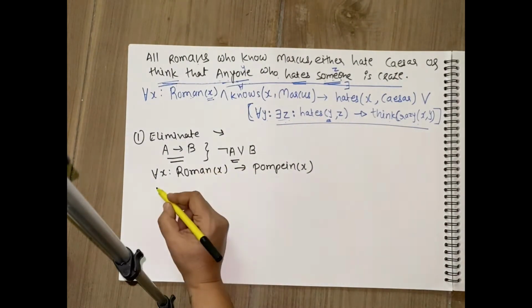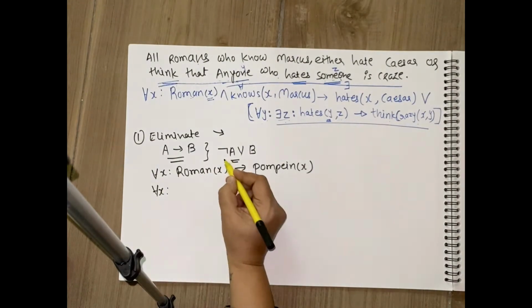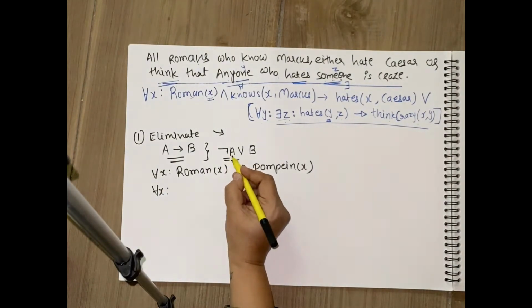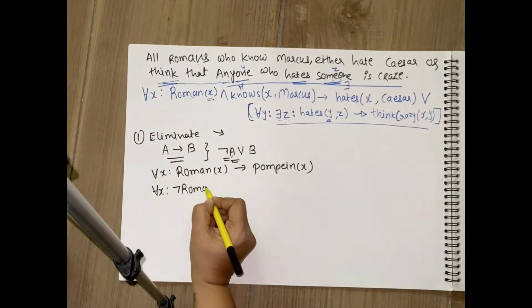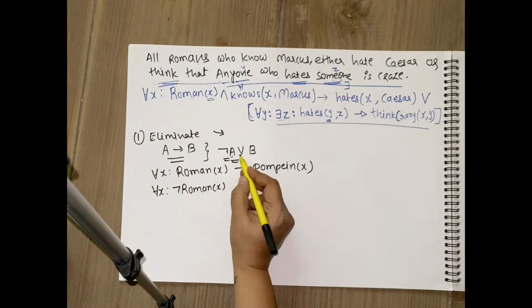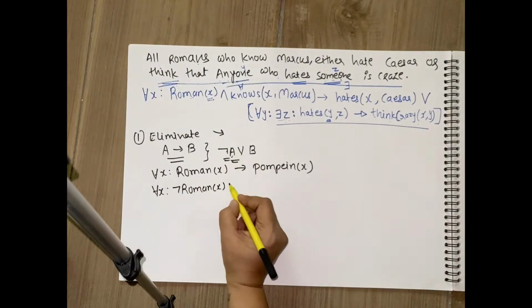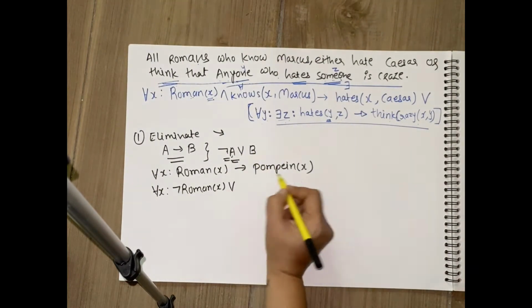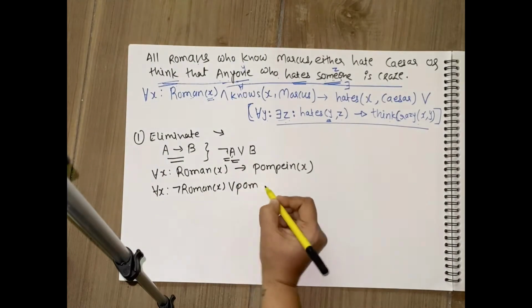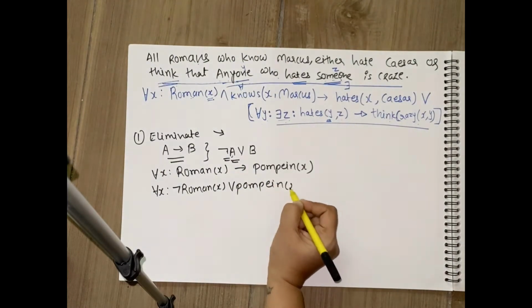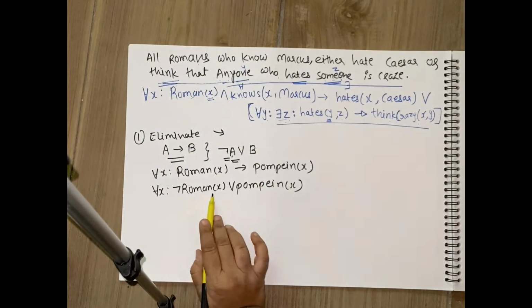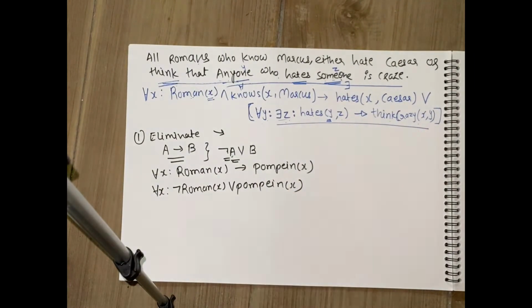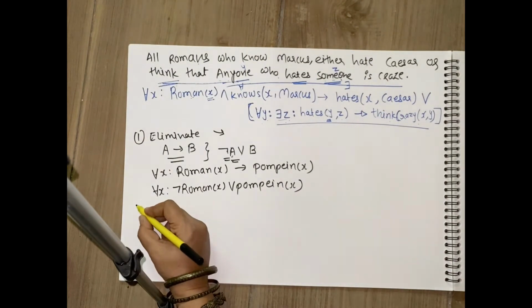So what you have to do is, see, this quantifier remains the same. The not operation will be applied to the first term, that is not Roman X. Then the implication will be converted to OR operation, and the remaining will be as it is, so Pompeian X. So Roman X implies Pompeian X will be converted to not Roman X or Pompeian X. So the first step is we are going to eliminate the implication. What does the second step say?